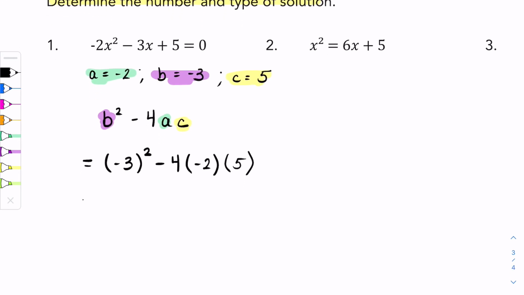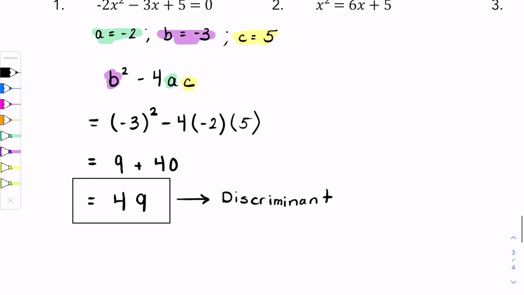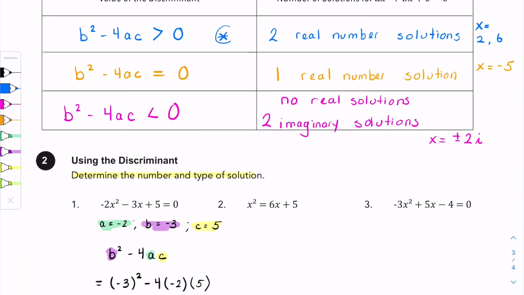This simplifies to negative 3 squared, which is 9. Negative 4 times negative 2 is positive 8. Positive 8 times 5 is positive 40. So this is equal to 49. 49 is the discriminant. And the discriminant is a number that is larger than 0. So above, that would be what I wrote in blue right here. Larger than 0.